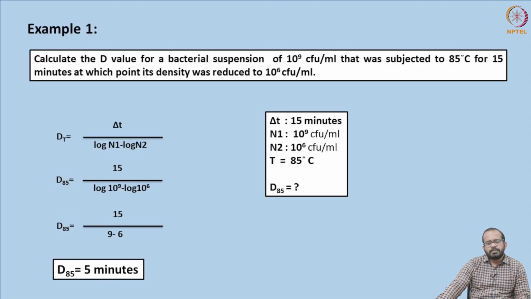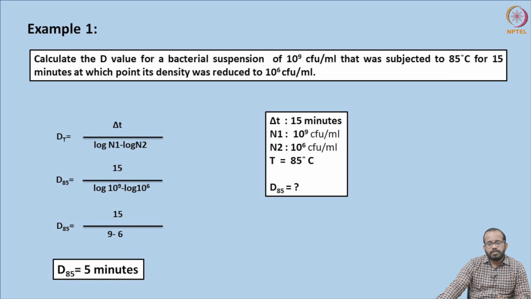Here we consider an example. The problem is to calculate the D value for a bacterial suspension of 10 raised to 9 CFU per ml that was subjected to 85 degrees Celsius for 15 minutes, at which point its density was reduced to 10 raised to 6 CFU per ml. So there is a mathematical situation given here. The information available is delta T is 15 minutes, the time of heating. The initial number of population is 10 raised to 9 CFU per ml. The final number of population is 10 raised to 6 CFU per ml. And the temperature is also given, 85 degrees Celsius.